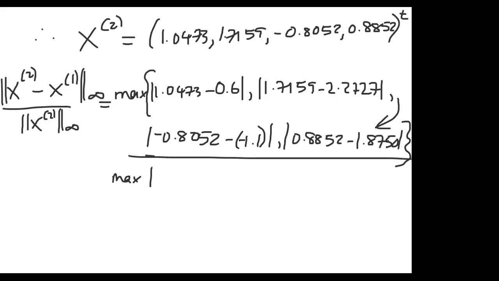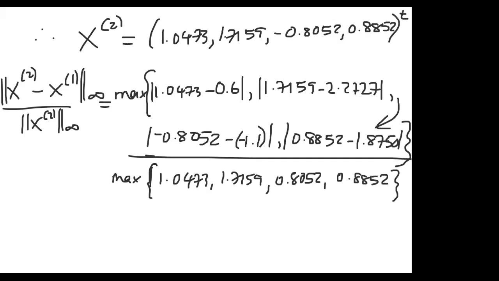So it will just be absolute values. Let me write it like this. I'll take absolute values already, so I won't be writing absolute values. I'll just be writing positive numbers now, so that I save on time. So I have 0.73, 1.7159, I take the absolute value of negative 0.8052, I'll get 0.8052. And lastly, 0.8852. So I'll take the maximum of that.